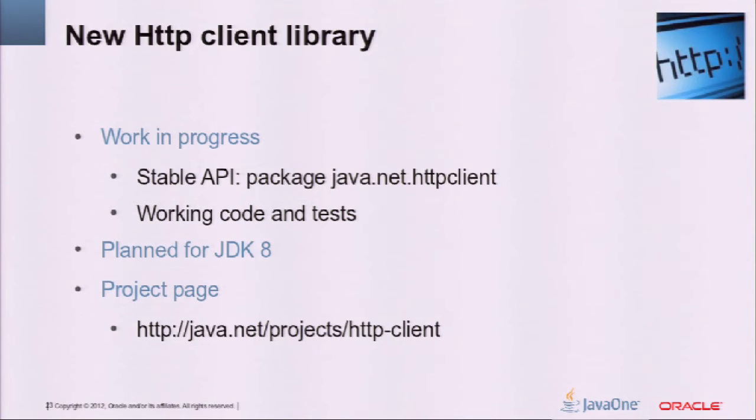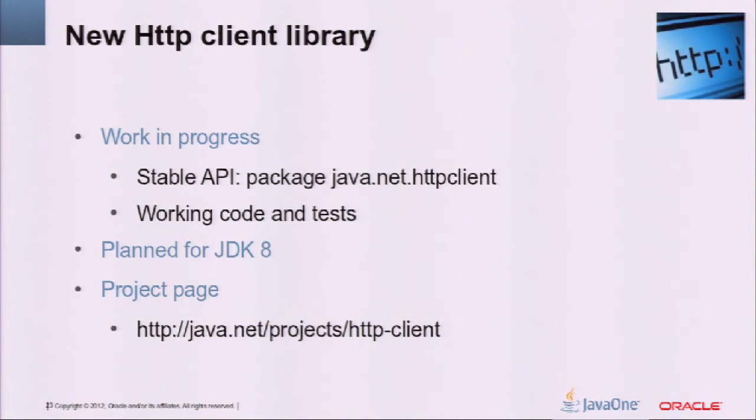So just to now talk about the new project we started. This is a work in progress, although we've been at it now for almost a year. We have a stable API. The package is java.net.httpClient. We have a working implementation of the API together with a number of tests. So we've been building the implementation as well as designing the API. It's on the list for JDK 8. So we're working towards deadlines for JDK 8 on this project.